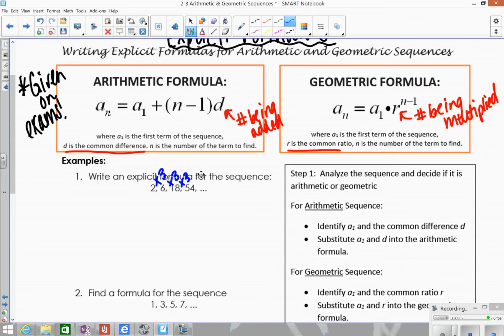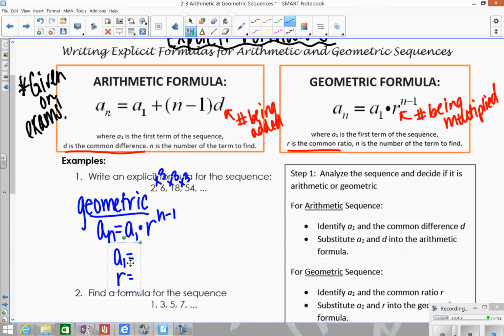Since it's being multiplied, this tells me I have a geometric sequence, which means I'm going to use the geometric formula: a sub n equals a sub 1 times r to the n minus 1. Remember, geometric means you're multiplying, which is exponential, which is why you have an exponential function versus a linear one for arithmetic. I need to know two things: a sub 1 and what r is. a sub 1 is the first term, so that's going to be 2. So this is a sub 1.